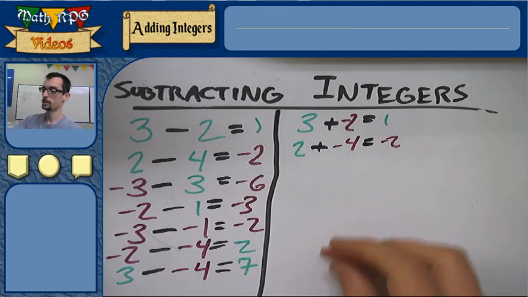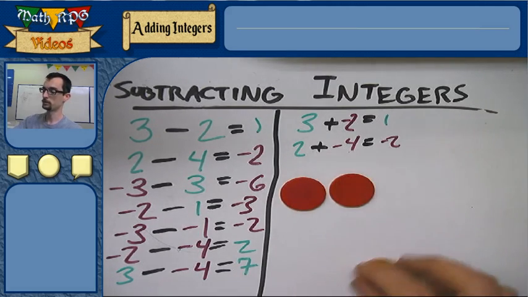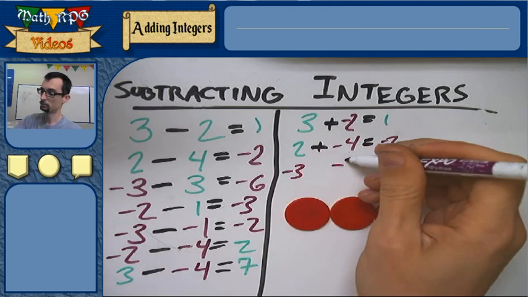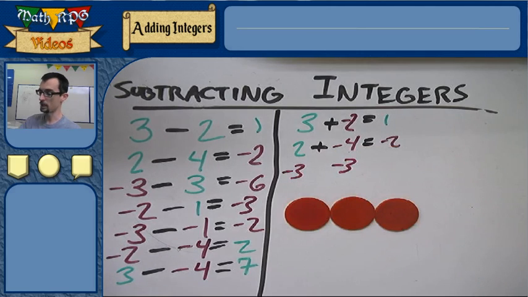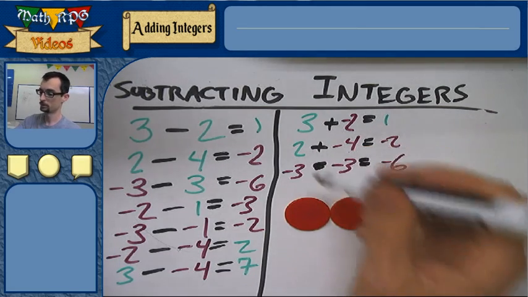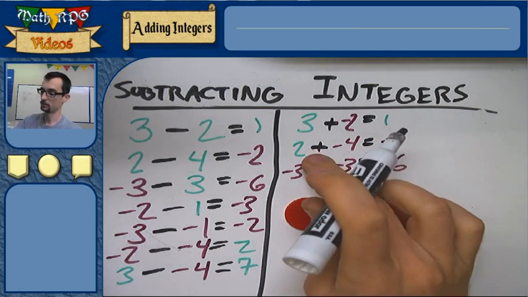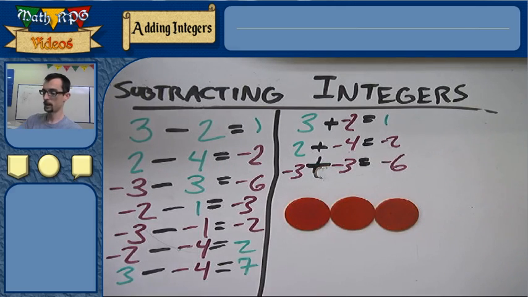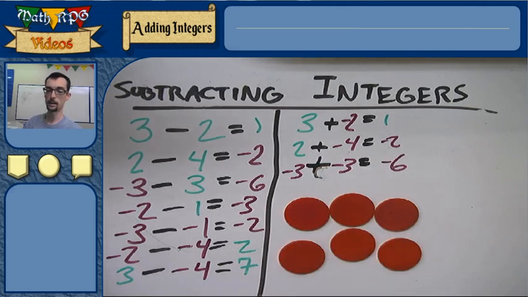Okay, let's try another one. Starting off with negative 3. Before I was subtracting 3. This time I'm going to add negative 3. Let's see what we get. And I should get negative 6. Now we don't have to go back and forth in these colors so much. I'm going to add negative 3. So if I add 3 negatives and 3 negatives, I end up with 6 negatives. That wasn't too bad.